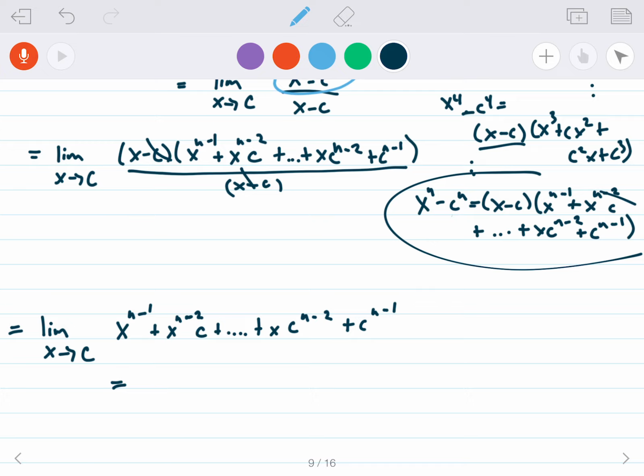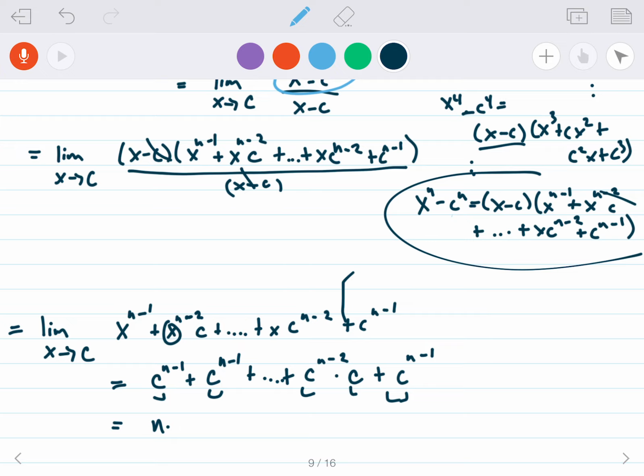So that's going to give us c to the n minus 1 plus, if I plug in c here, c to the n minus 2 times c is c to the n minus 1. Okay, and we're going to have c to the n minus 2 times x, which is c, and so that's going to give us c to the n minus 1. And what you should notice here is that we are going to have n c to the n minus 1s.